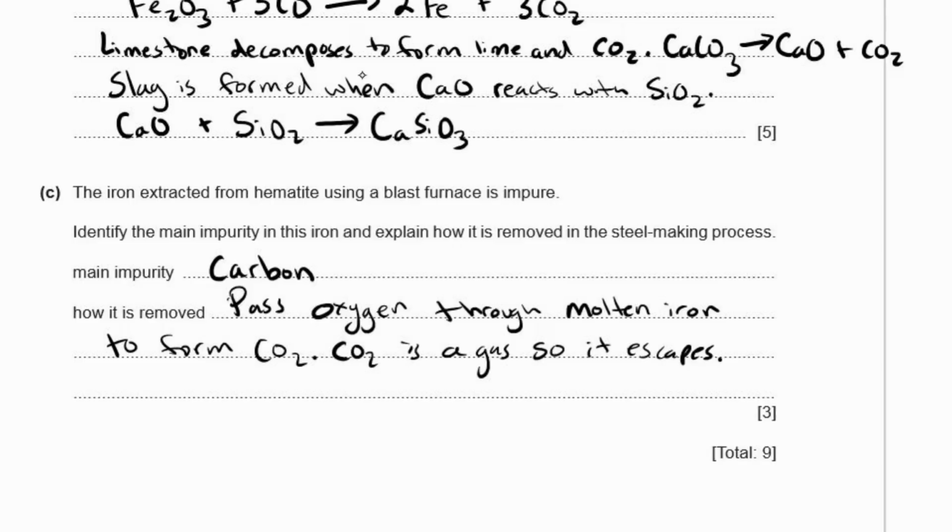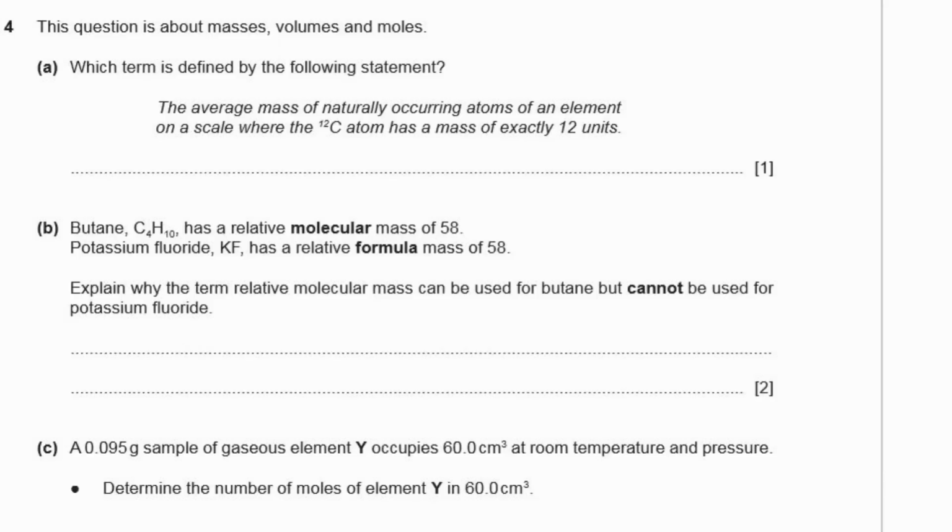Let's move on to question 4. Question 4. This question is about masses, volumes, and moles. Okay, so which term is defined by the following statement? The average mass of naturally occurring atoms of an element on a scale where carbon-12 atom has a mass of exactly 12 units. Okay, what it's looking for there is the relative atomic mass.